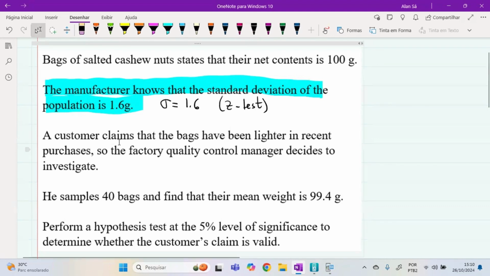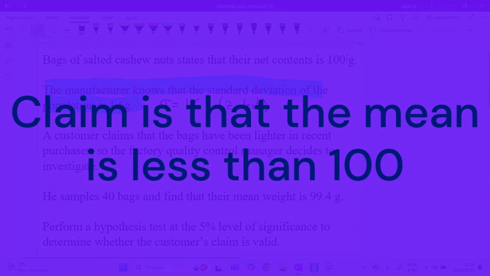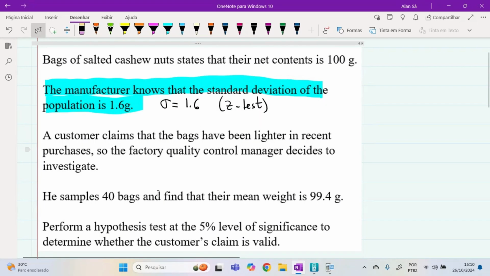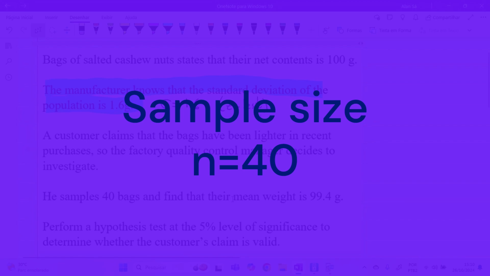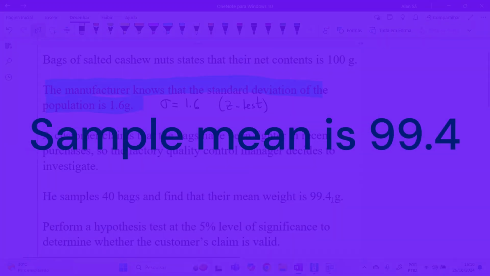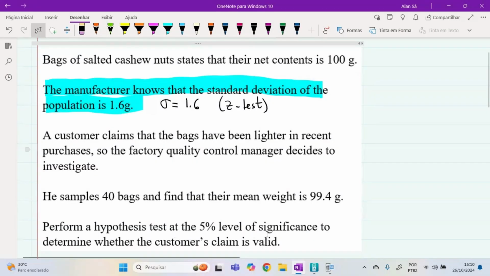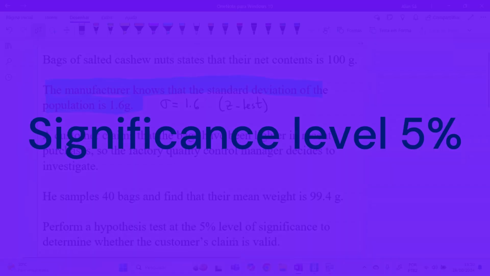A customer claims that the bags have been lighter in recent purchases. So the factory quality control manager decides to investigate. The fact that they say it's lighter, so less than 100 grams, is going to tell us about the alternative hypothesis. He samples 40 bags and finds that their mean weight is 99.4 grams. Perform a hypothesis test at the 5% significance level to determine whether the customer's claim is valid.